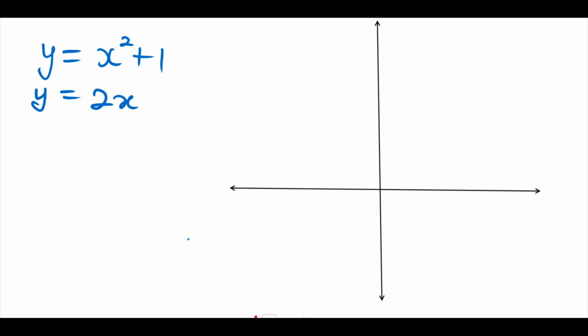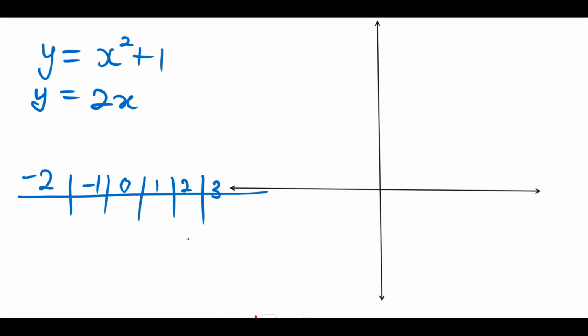I'll start with the quadratic function. I'll be using this range of x values: negative 2, negative 1, then 0, 1, 2 and also 3. Okay, so these are our x values. We are going to use them to generate our y values.